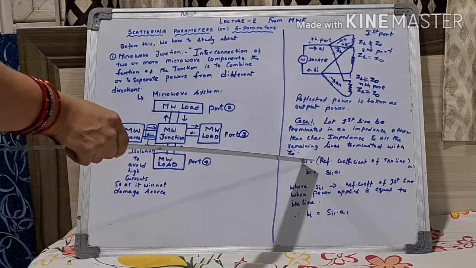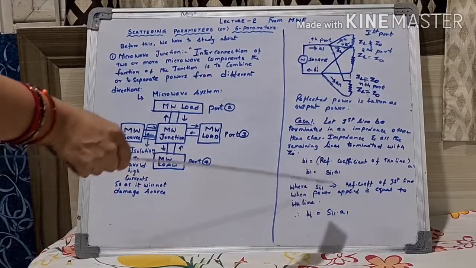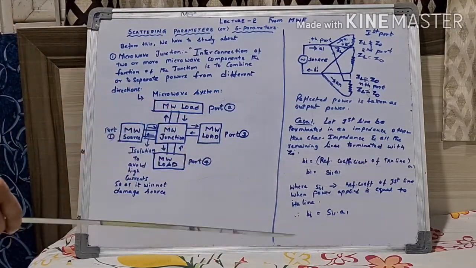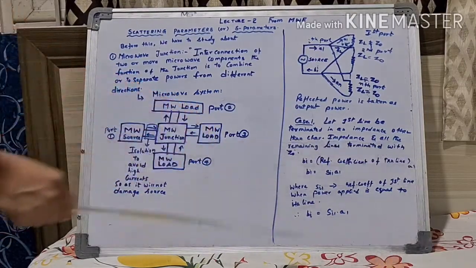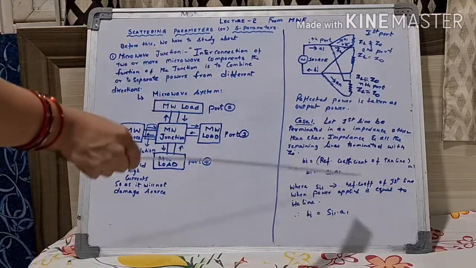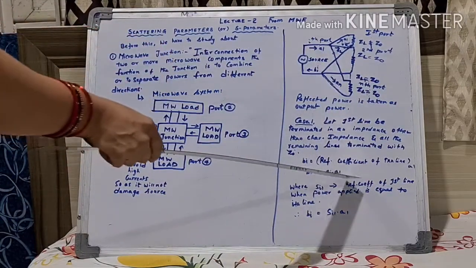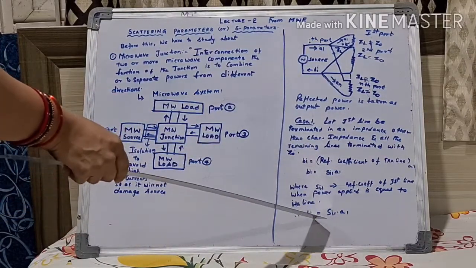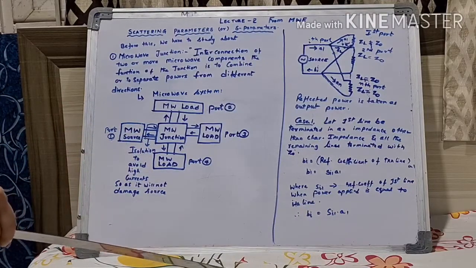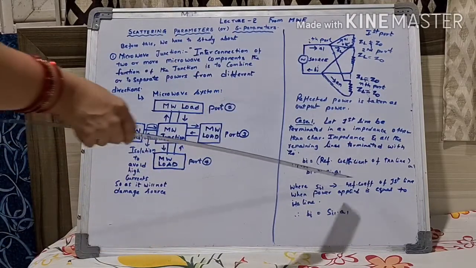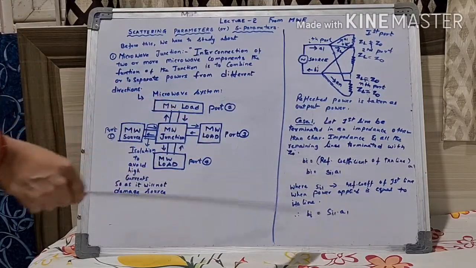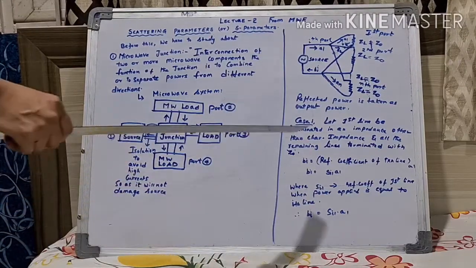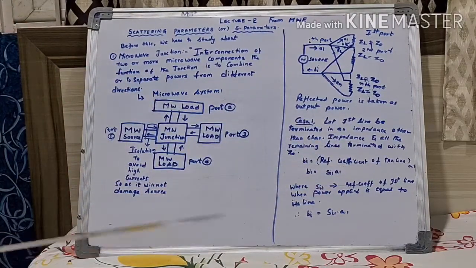B1 is the output power, written using the reflection coefficient of the transmission line, and A1 is the input power. So for the first line, B1 equals S11 into A1. Okay, the first case is completed. Next.